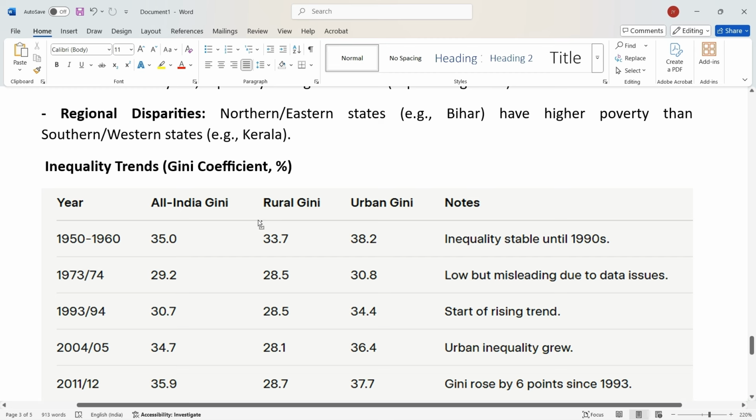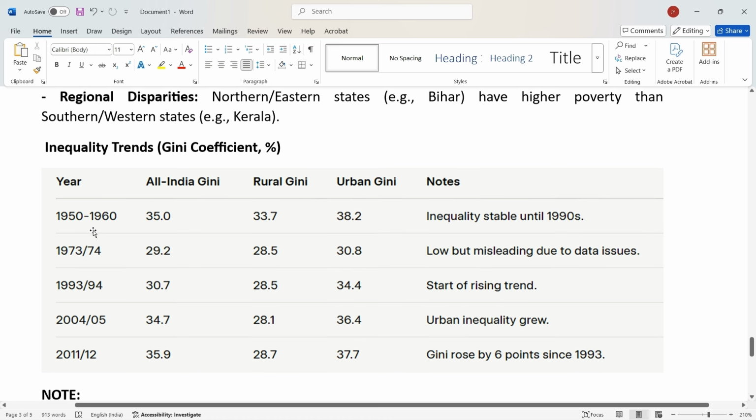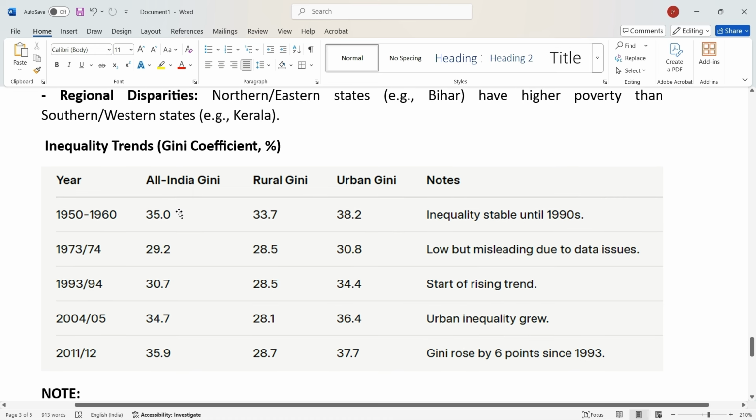Let's understand the inequality of Indians at that time in different phases. There is a method called the Gini coefficient. It is used to measure the inequality in the country. We'll understand with the help of the All India Gini coefficient, which will tell the total inequality present in the country, and we will also see the rural inequality and the urban inequality.